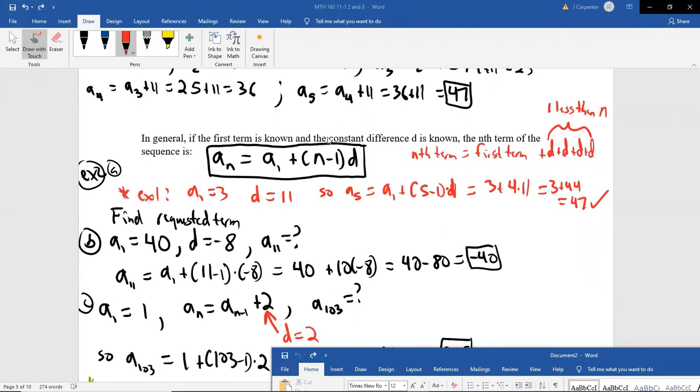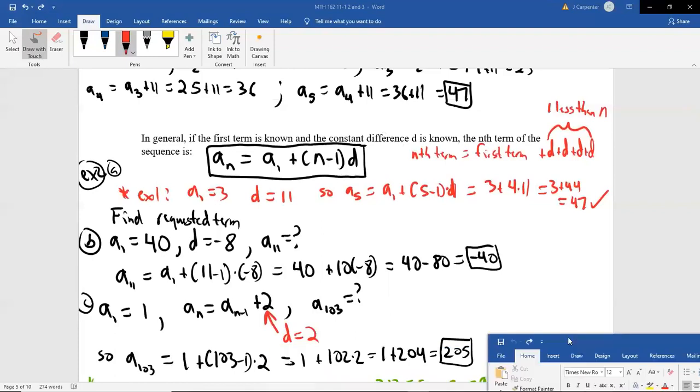Scout's honor, I never memorized this formula. I memorized the concept. I love concepts, but you should know that about me being your trig teacher by now. All right, 103 minus 1 is 102, so that's 1 plus 102 times 2, which is 1 plus 204, which is 205. Didn't need the middleman, middle woman, whatever, middle person.